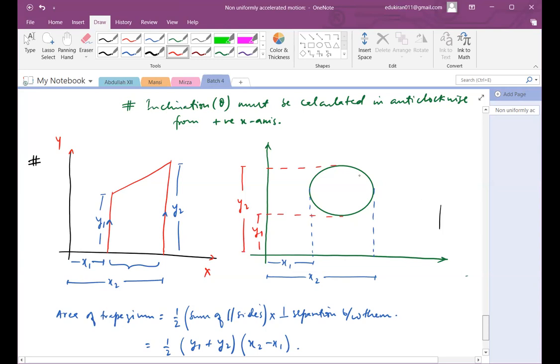So whenever you have any curve figure, circle, ellipse, or anything, its area will be pi r1 into r2, in which r1 will be along the x-axis, so it will be x2 minus x1 divided by 2. And similarly, r2 will be equal to y2 minus y1 divided by 2. On putting these values in this expression, you will get the area of this particular curve.